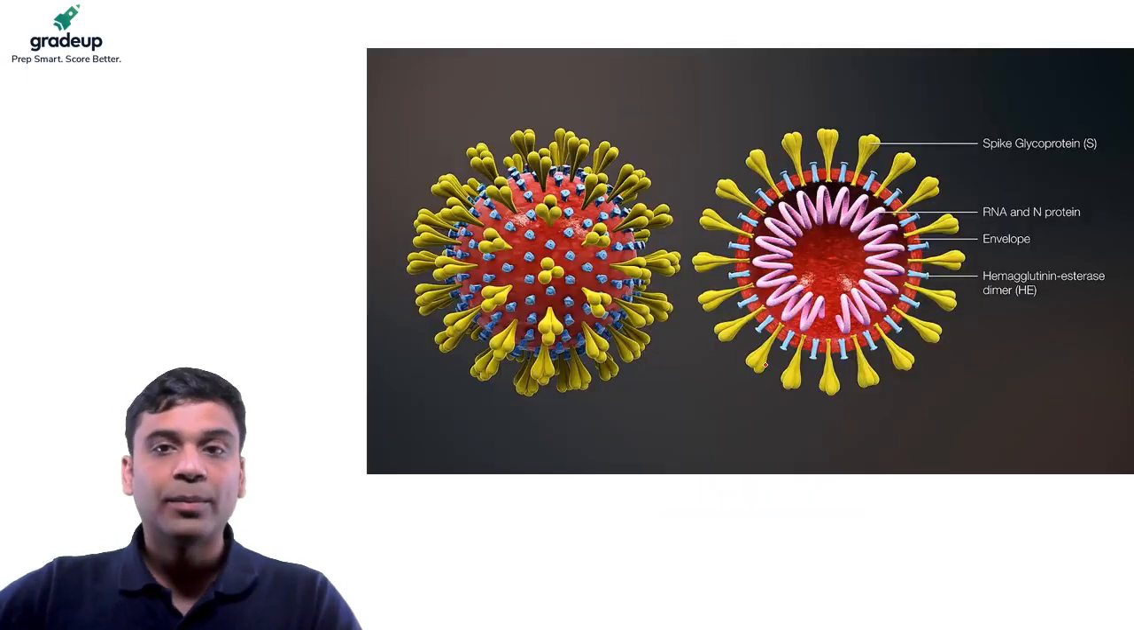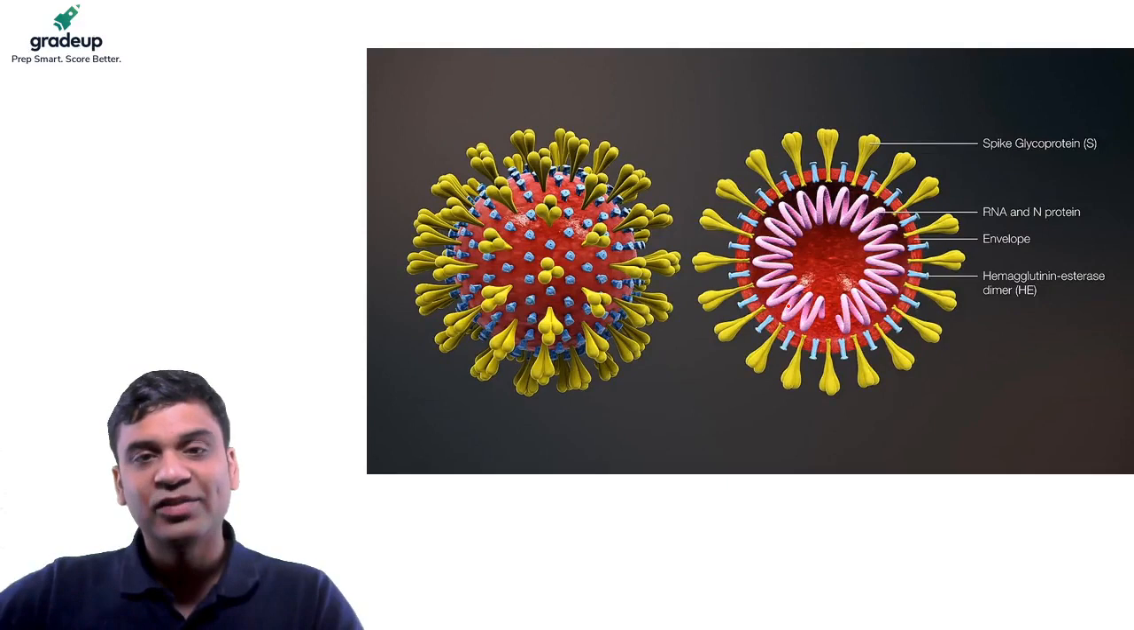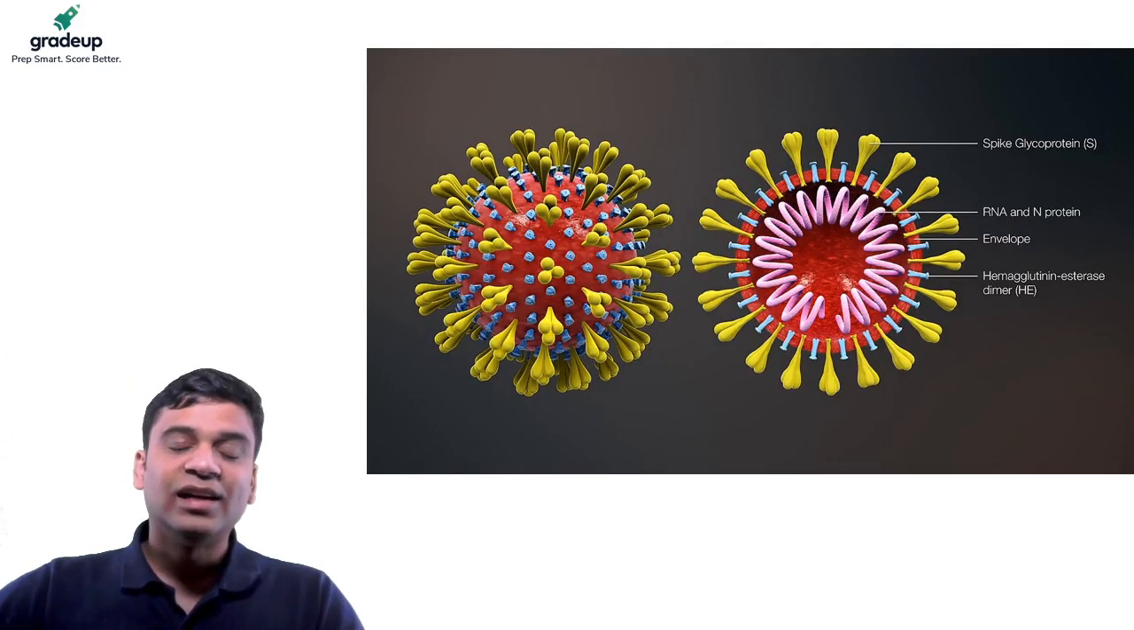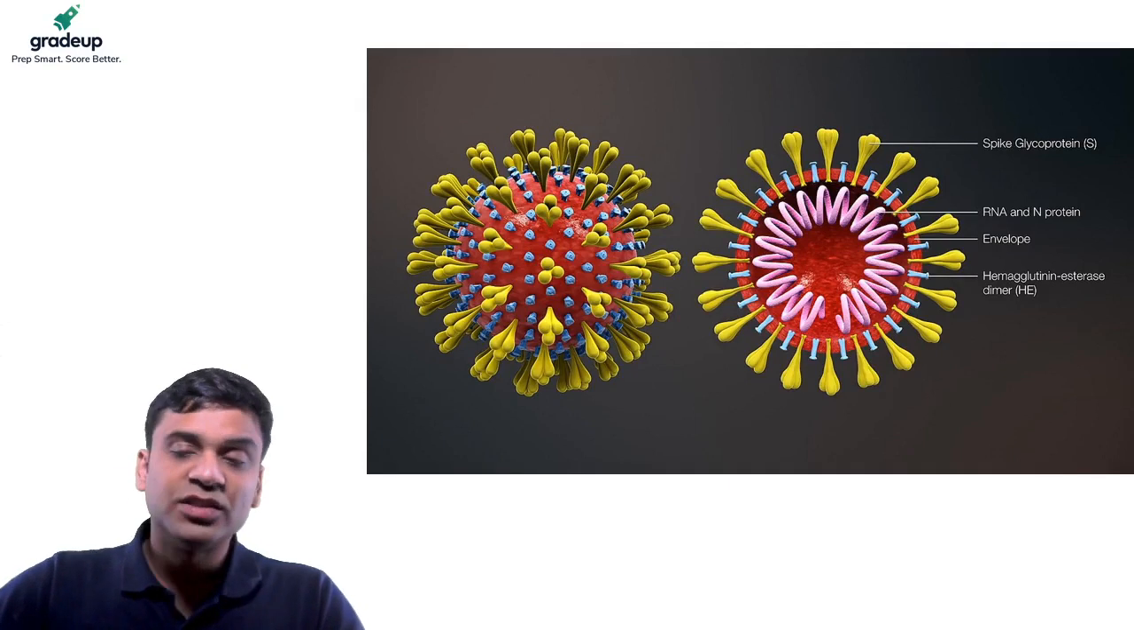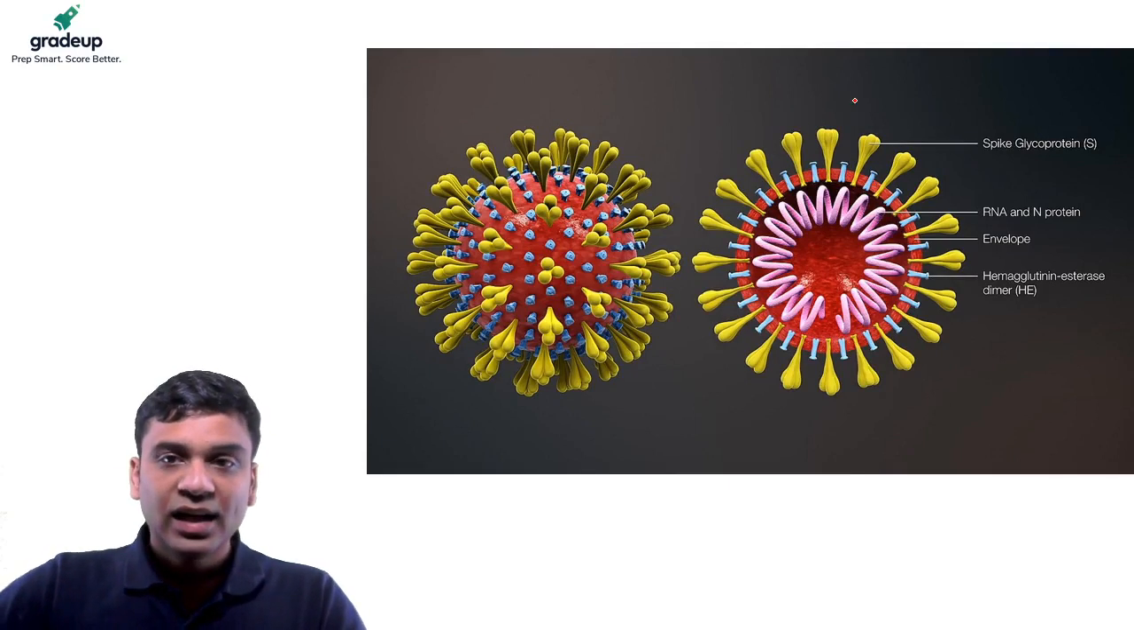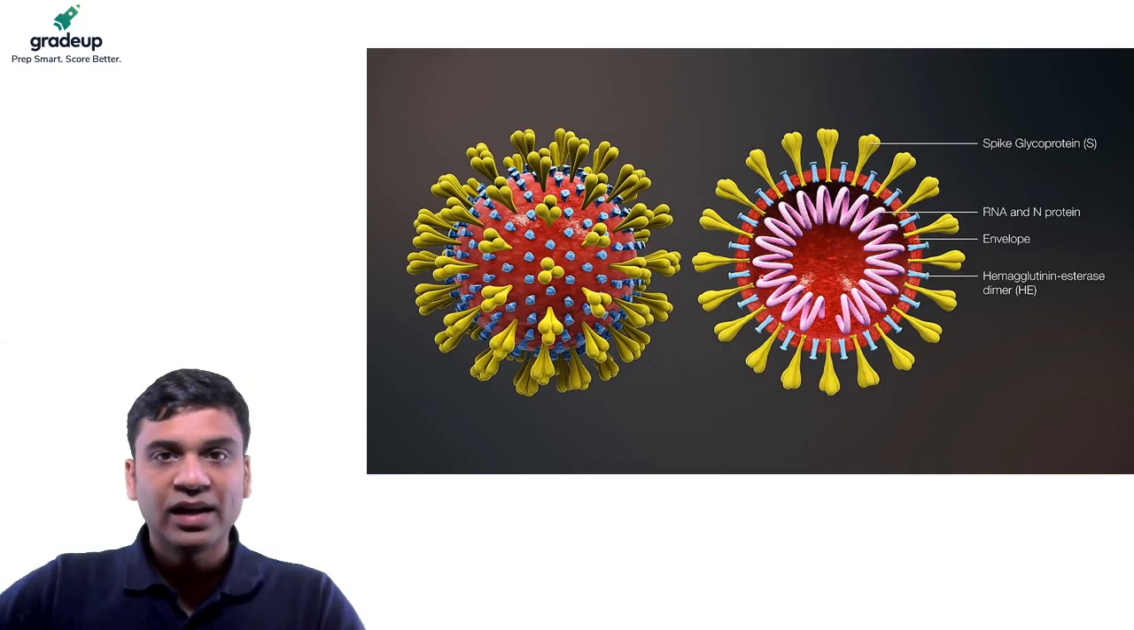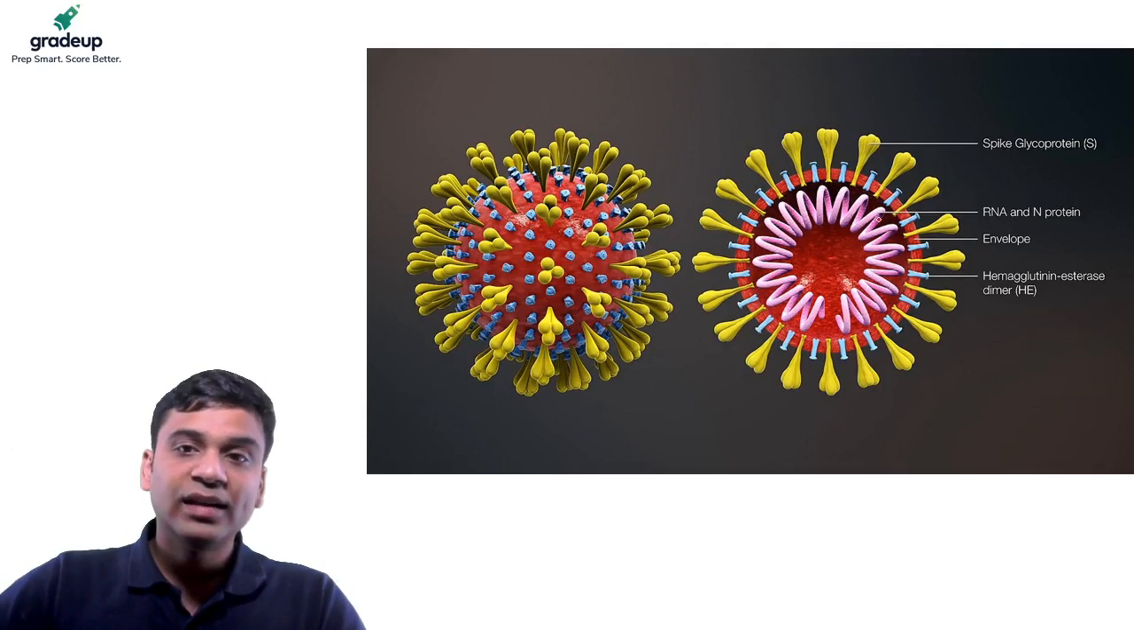For example, this is our famous COVID-19, which has caused a disaster in the world and has turned our lives upside down. This is its structure. If you see the COVID-19, it has spike glycoproteins, it has the RNA inside it, but importantly, there is a lipid envelope here. This red one which you see is the lipid envelope.